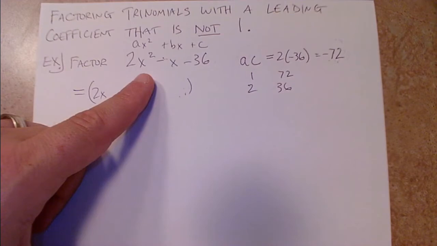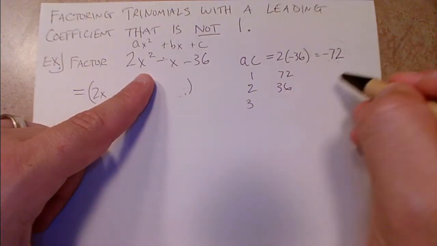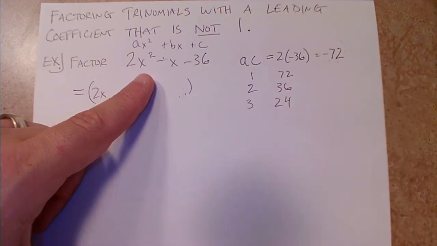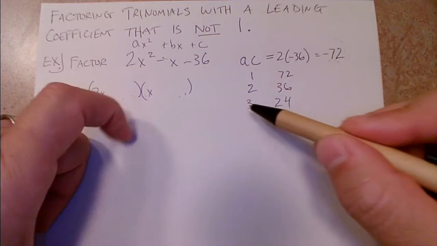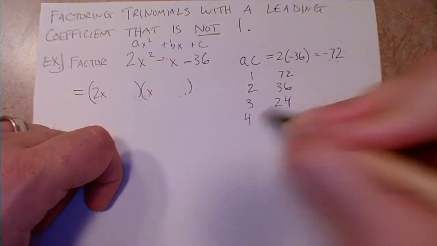Not going to do it. All right? 3 and, let's see, 3 goes into 7 twice with 1 left over. And then 3 goes into 12 4 times. That's going to give me a 21 or a 27. That ain't going to do it. I'm going to do 4.